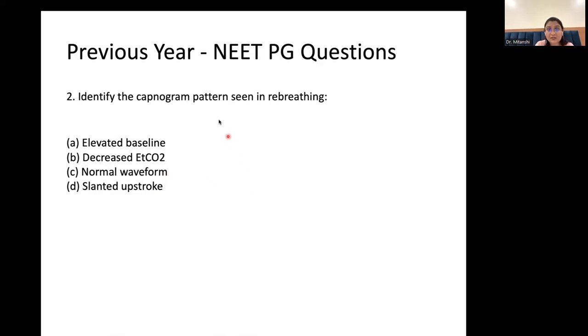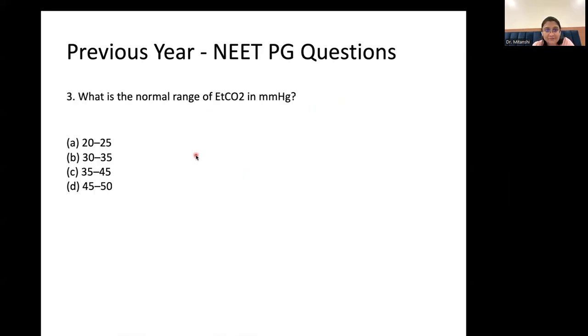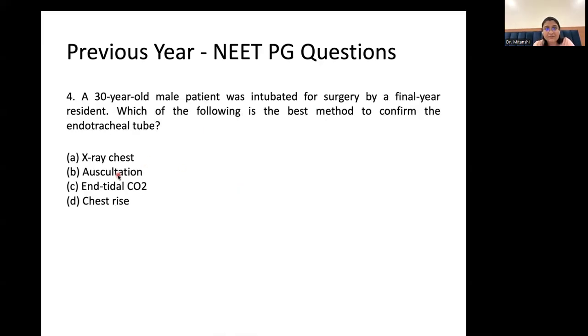Okay, identify the capnogram pattern seen in rebreathing. There is no diagram given, and they are asking you what is the capnograph pattern in rebreathing. So if the patient is rebreathing, his CO2 is given again back to him. So there will be an elevated baseline, right? Elevated baseline is seen in capnograph in rebreathing. Okay. Normal range of EtCO2 is 35 to 45 mmHg as we discussed.